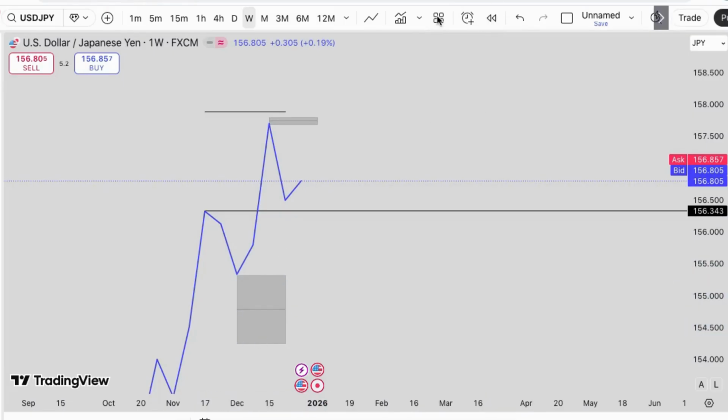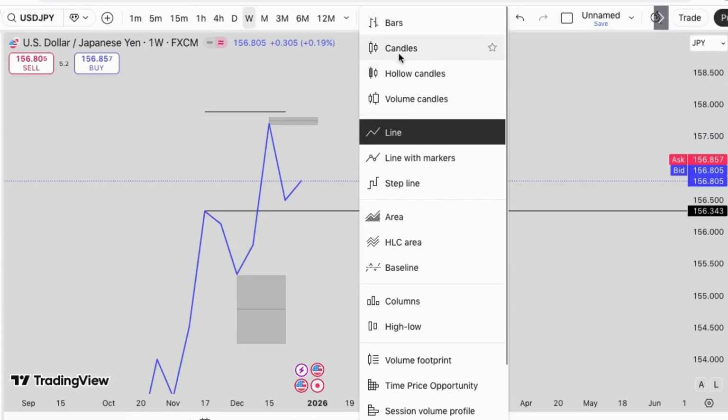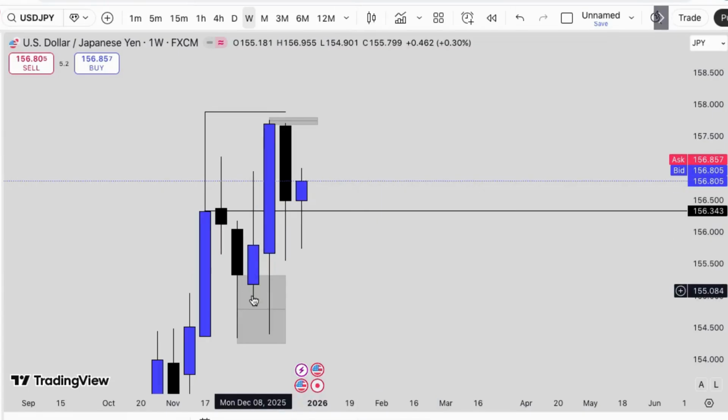So when you get the first layer of this support, then if the price closes below, let's assume this price closed below this level here, bearish, then it is more likely to take this low.